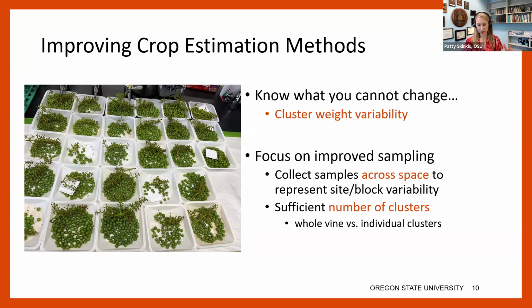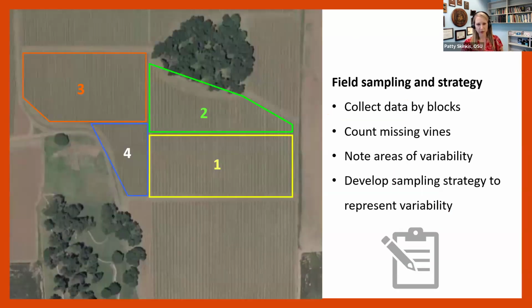And that's an extreme. I hope you don't have that much variability. But if you have maybe a 10-90, you do your sampling across that variability to ensure that you're getting a representative sample. Also, make sure you get sufficient number of clusters. In this case, you want to consider doing whole vine sampling rather than just grabbing individual clusters. And I'll talk about that a little bit more.